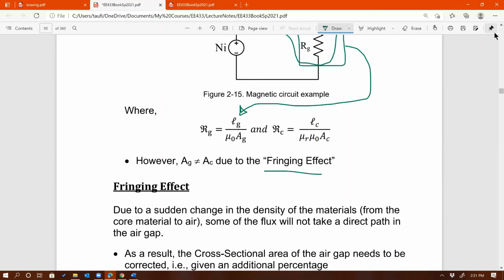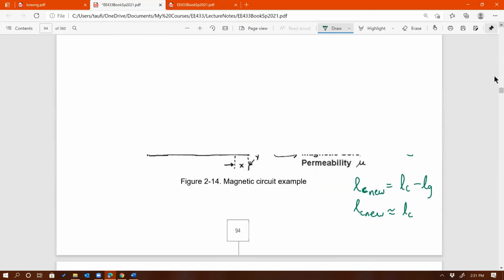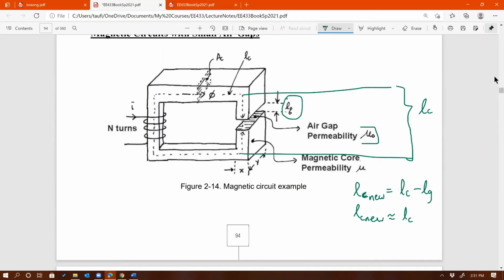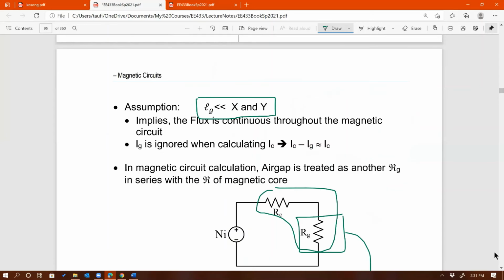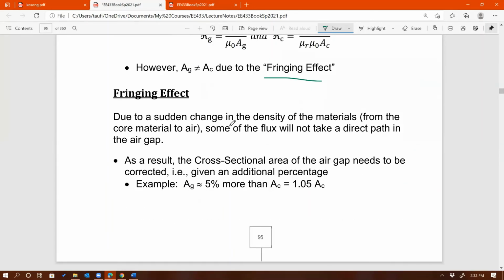So if you go back to this picture again, there's the cross-sectional area of the core right there. But in the air gap itself, the effective area within the air gap is going to be slightly more than the effective area of the core. Why? Because of the fringing effect. What is the fringing effect? It's due to the sudden change in the density of the materials from the core material to air.